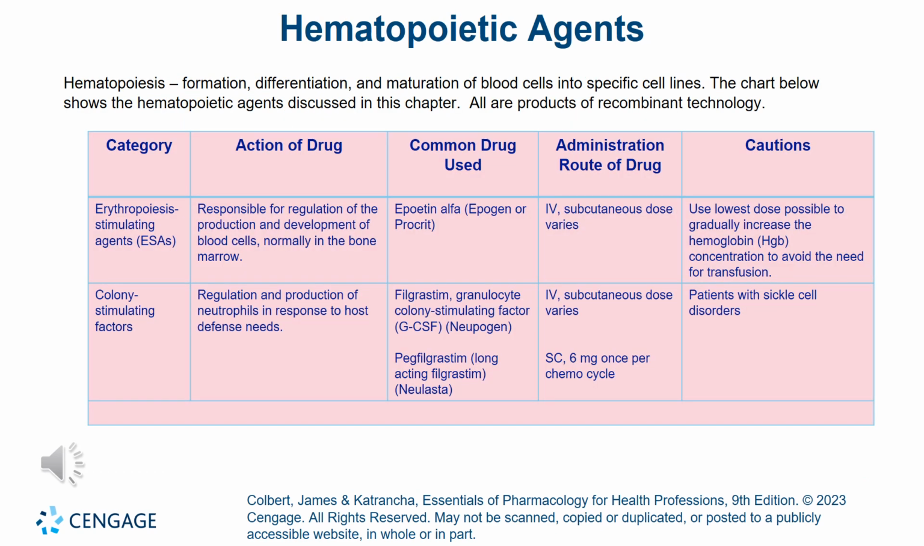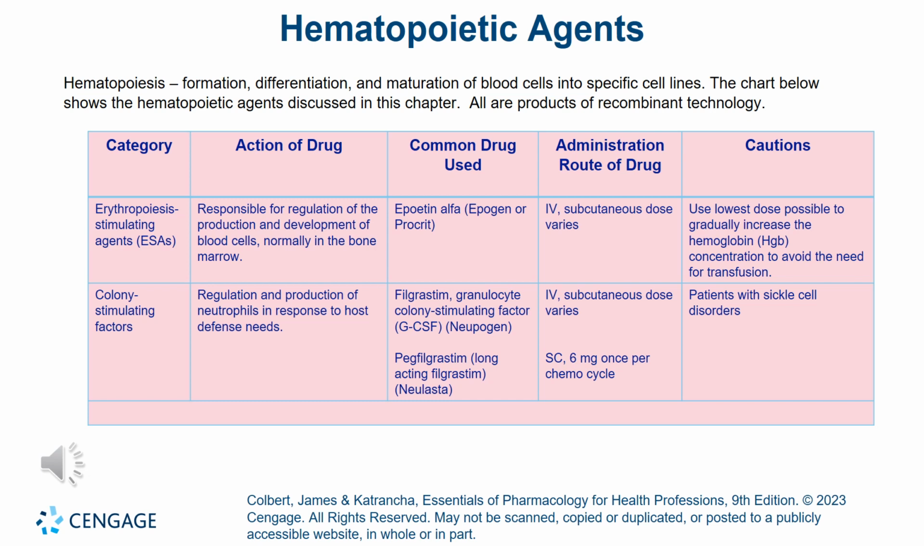Hematopoiesis is the formation, differentiation, and maturation of blood cells into specific cell lines. The chart below shows the hematopoietic agents discussed in this chapter. All are products of recombinant technology. Erythropoiesis stimulating agents, or ESAs, are responsible for regulation of the production and development of blood cells, normally in the bone marrow.